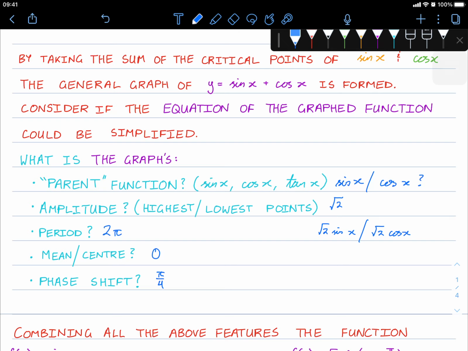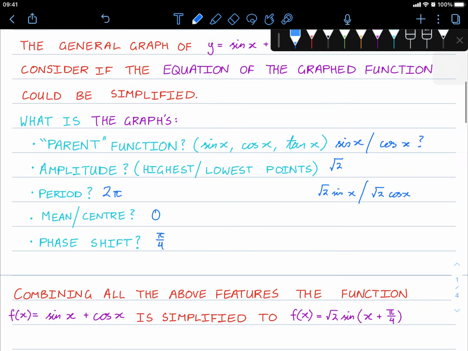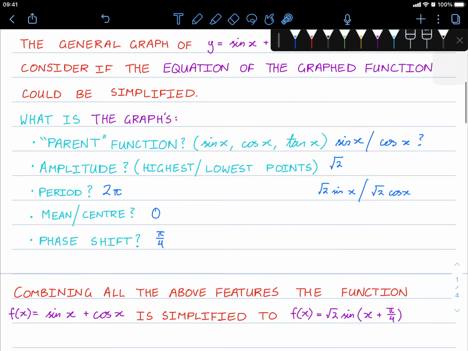All right, well, combining all of these above features, it seems to be the case that this function that we just graphed can be simplified down to this. So instead of writing it as sine x plus cos x, we could simply write it as square root 2 sine x plus pi on 4. Well, this is where we're going to introduce this idea of another identity.